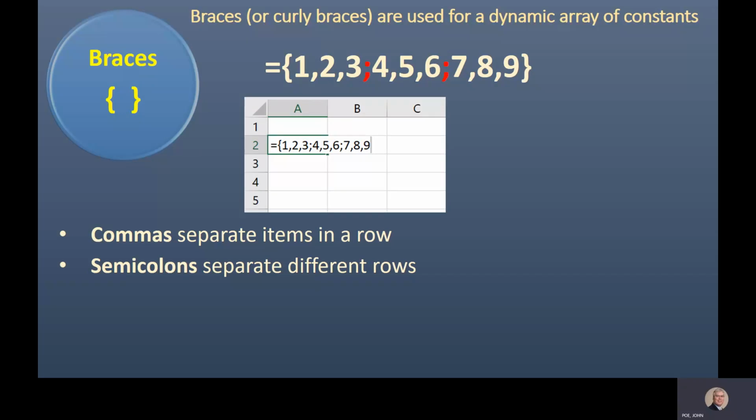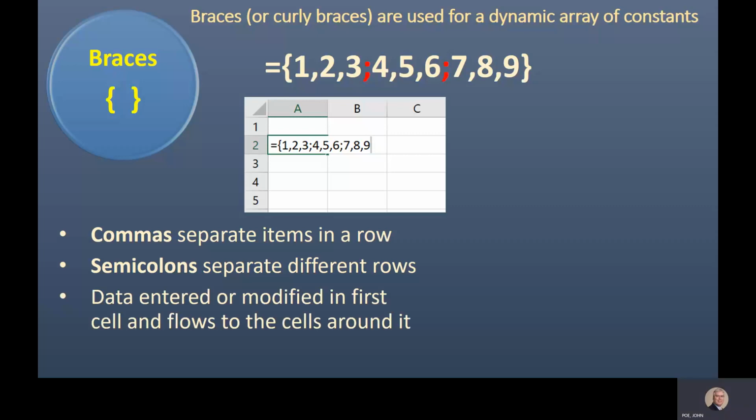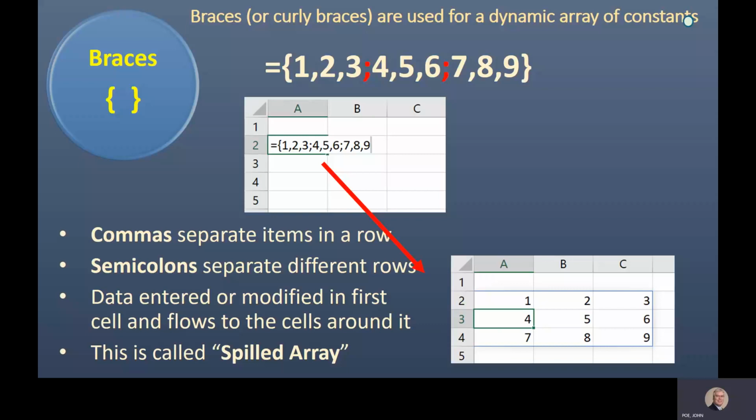So in this example we're talking about here, the data is entered there, but then it flows down into what's called a spilled array. So the data is only in the first cell, but it is displayed in the ones underneath it.